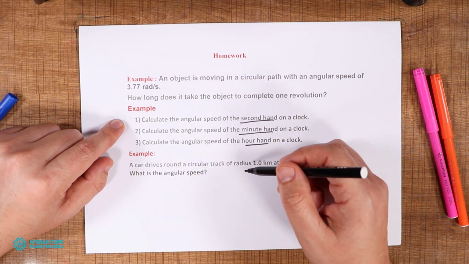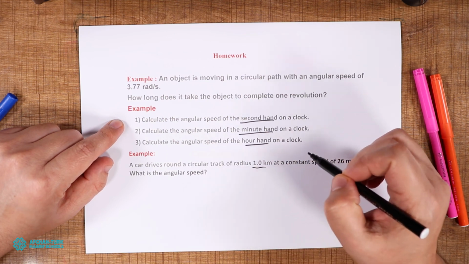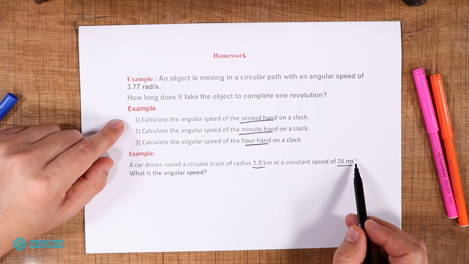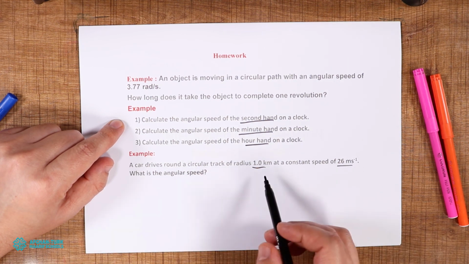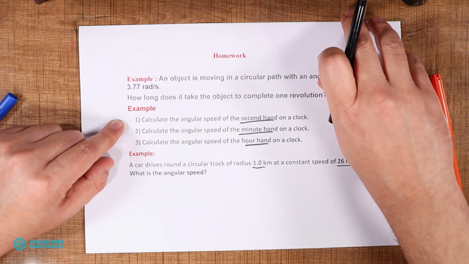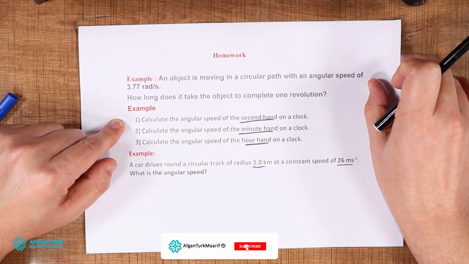A car driver drives round a circular track of radius this many kilometers with a constant speed of 26 meter per second. What is the angular speed? A simple formula is used for this one. So try to solve this question. If you have any kind of question, you can ask.